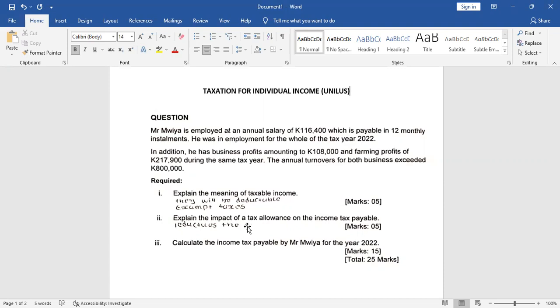Explain the meaning of taxable income. Explain the impact of tax allowance on the income tax payable. Calculate the tax payable by Mr. Muya for the year 2022. So my area of interest is question number 3, which is scoring 15 marks. That's a computation question that I'm interested to explain, on how individual income gets to be taxed.